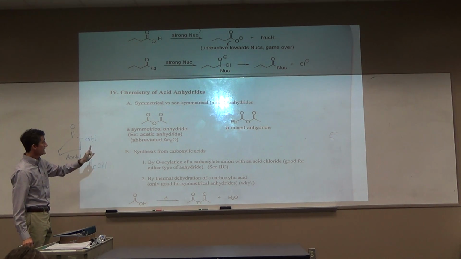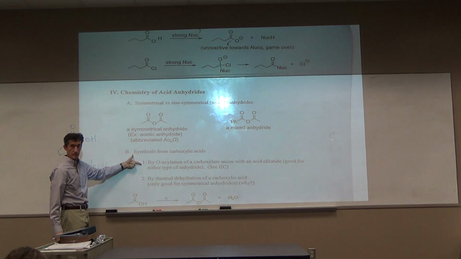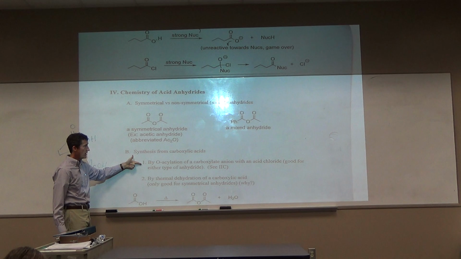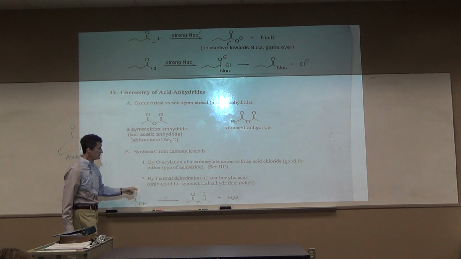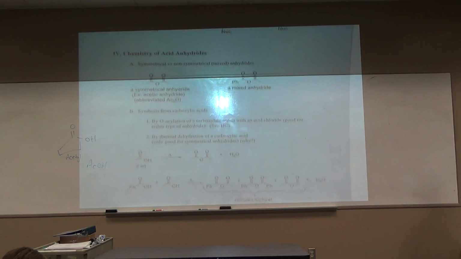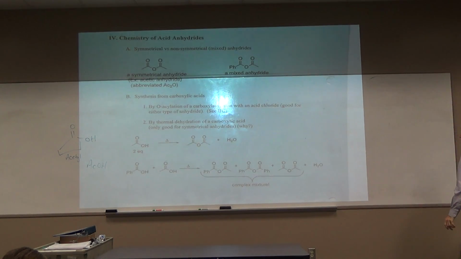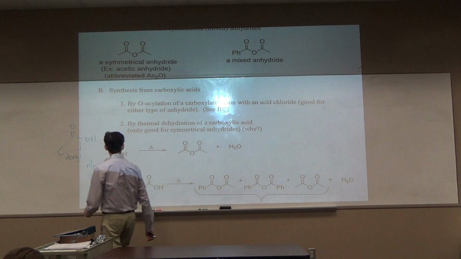Synthesis of anhydrides. We've already seen one synthesis. Number 1, you can refer back to that, because we used an acid chloride to make the anhydride. We've already covered that. A new method is number 2, and this will tell us where the name anhydride comes from.